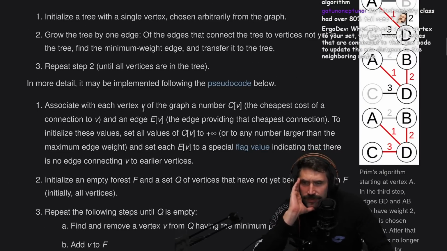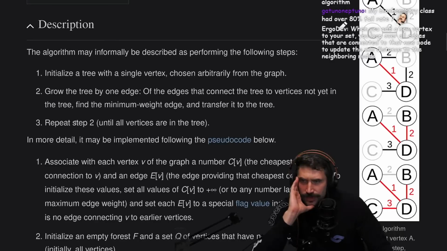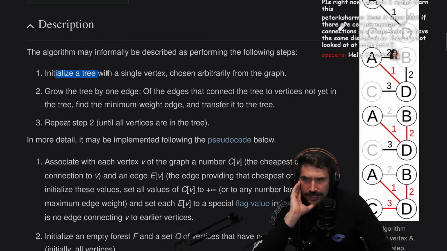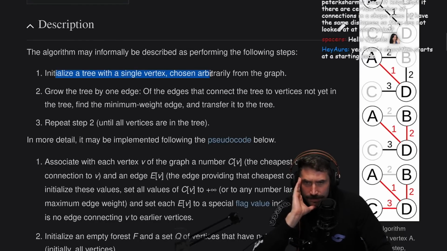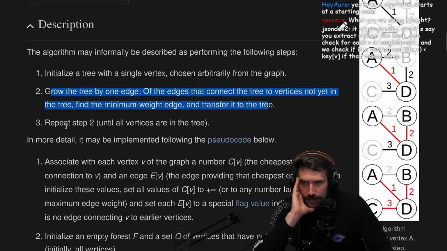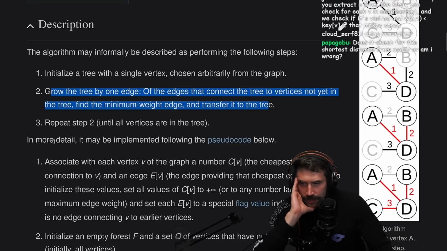All right, let's just read this one. The algorithm may informally be described by the following steps. Initialize a tree with a single vertex, chosen arbitrarily from the graph. Grow the tree by 1 edge. Of the edges that are connected to the tree to vertices not yet in the tree, find the minimum weight edge and transfer it to the tree. Repeat step 2 until all vertices are in the tree.